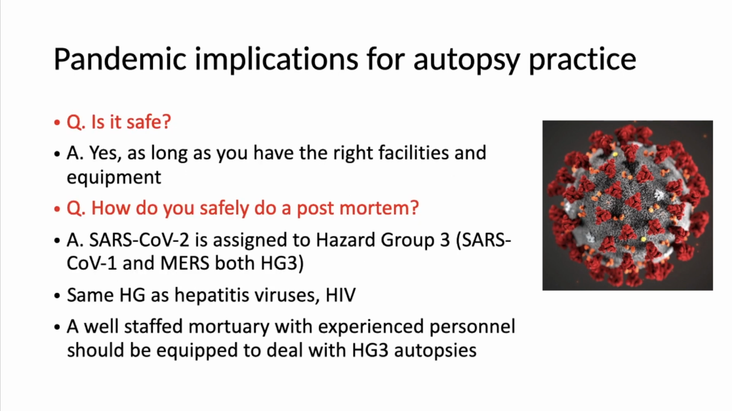So first of all, is it safe? Yes, of course it is. But you do need to have the right facilities in your post-mortem mortuary and the right equipment, including personal protective equipment. So how do you safely do a post-mortem? Well, first of all, you need to know what the hazard is, and SARS-CoV-2 is assigned to hazard group 3, which is the same hazard group as SARS-CoV-1 and MERS. This is also the same hazard group as hepatitis viruses and HIV, which we're, I guess, slightly more familiar with dealing with in the mortuary setting. And a well-staffed mortuary with experienced personnel should be well equipped to deal with hazard group 3 autopsies.